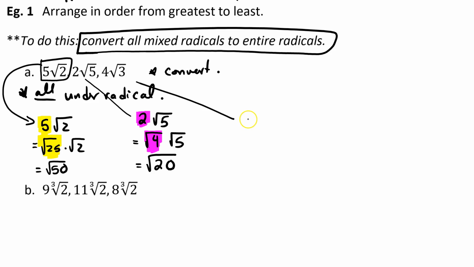And this one, 4 root 3. In order to get 4 under the root, we square it. So we're going to say the square root of 16 is the same thing as 4 times the square root of 3.